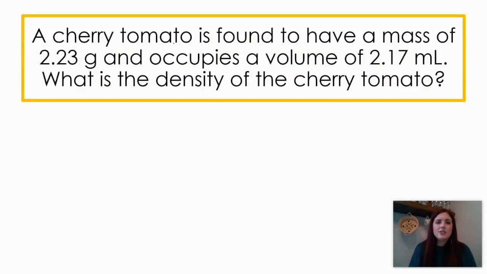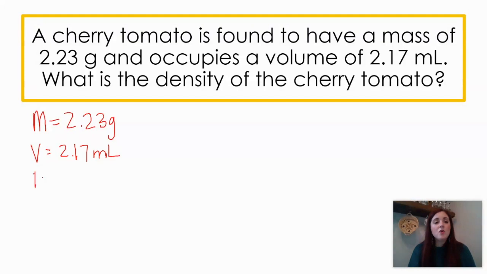So it says a cherry tomato is found to have a mass of 2.23 grams. So mass is equal to 2.23 grams. And it occupies a volume of 2.17 milliliters. So its volume is 2.17 milliliters. We want to know what is the density of this cherry tomato.